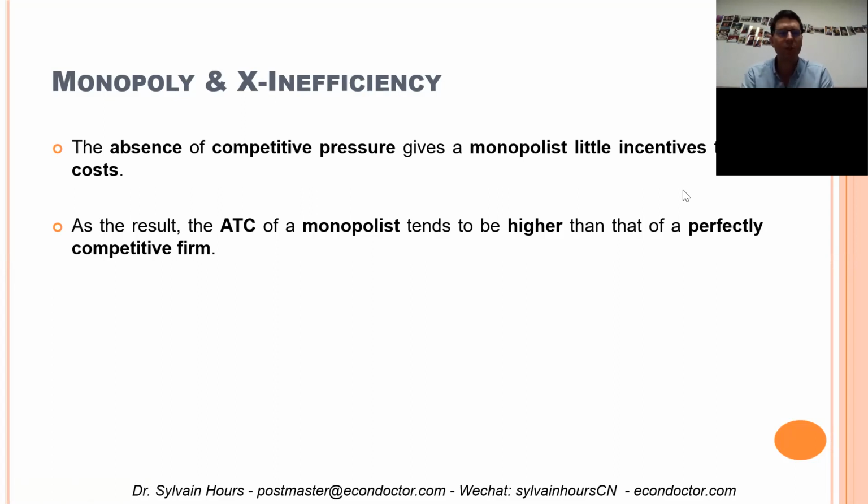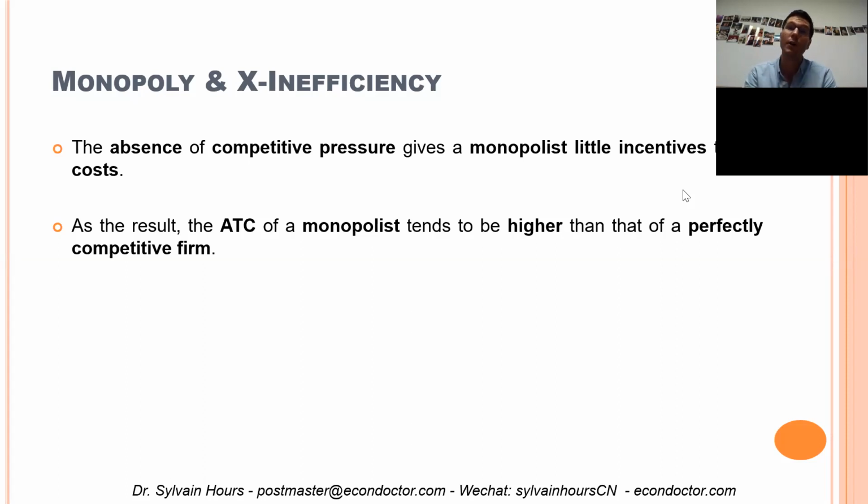So what does it mean to reduce costs as much as possible? It means that for a given level of output, let's say that you want to produce 100 units, you will use as few resources as possible. You will not waste resources by having more workers or more machines than the minimum quantity that is required to produce this level of output.